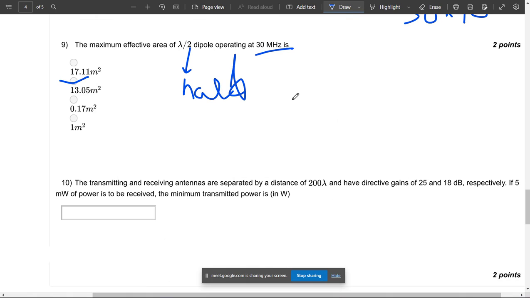Tell me one thing. What is the effective area and what is the actual area of an antenna? What does that mean?